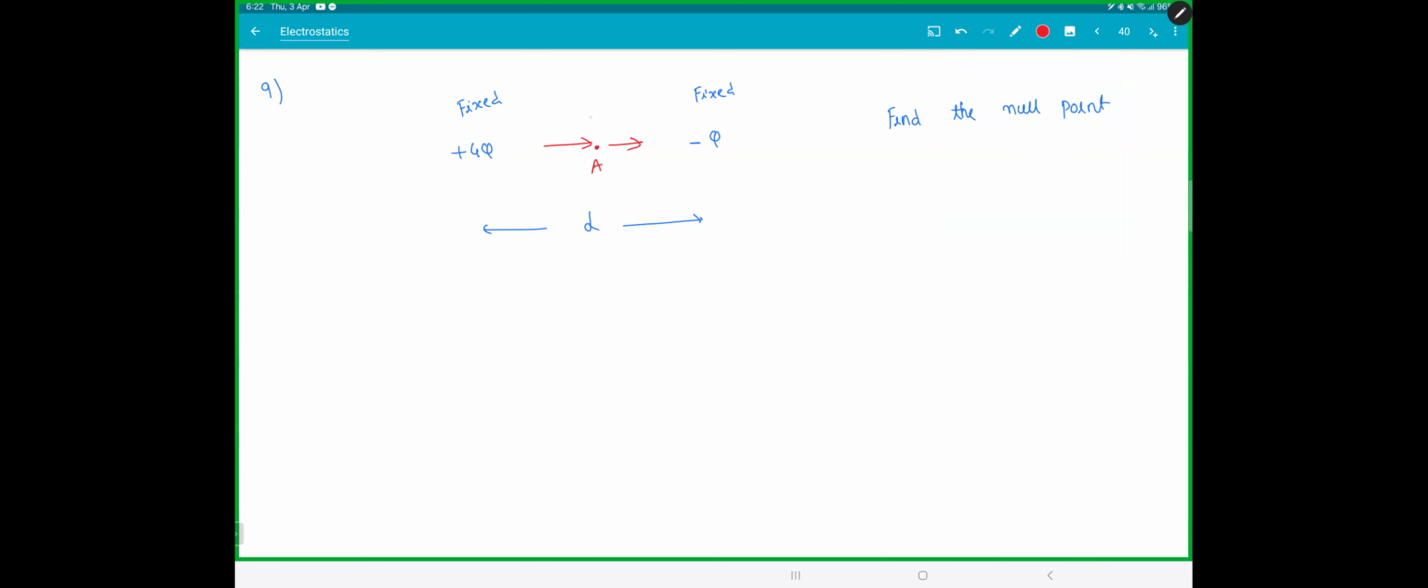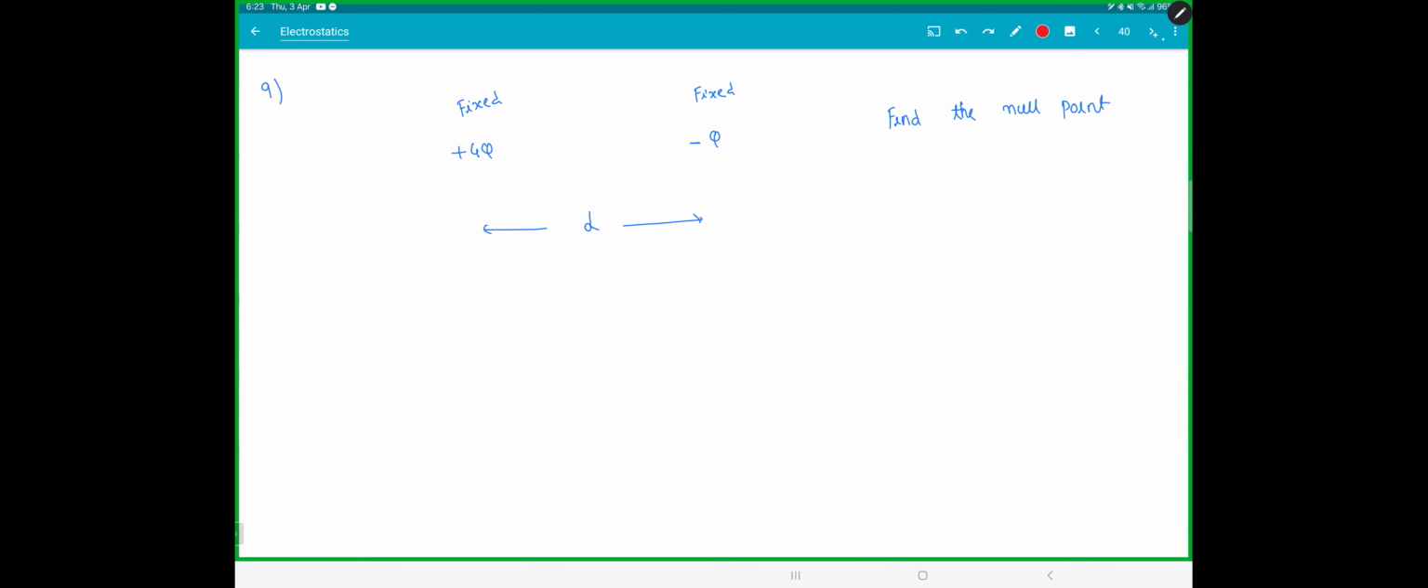Now think logically. If you put a plus q charge here, 4q will repel and minus q will attract. Why will the force cancel? Are you getting it? So the null point cannot be in between the charges. This is not plus 4q and plus q. Is that making sense? So the null point is not in the middle.